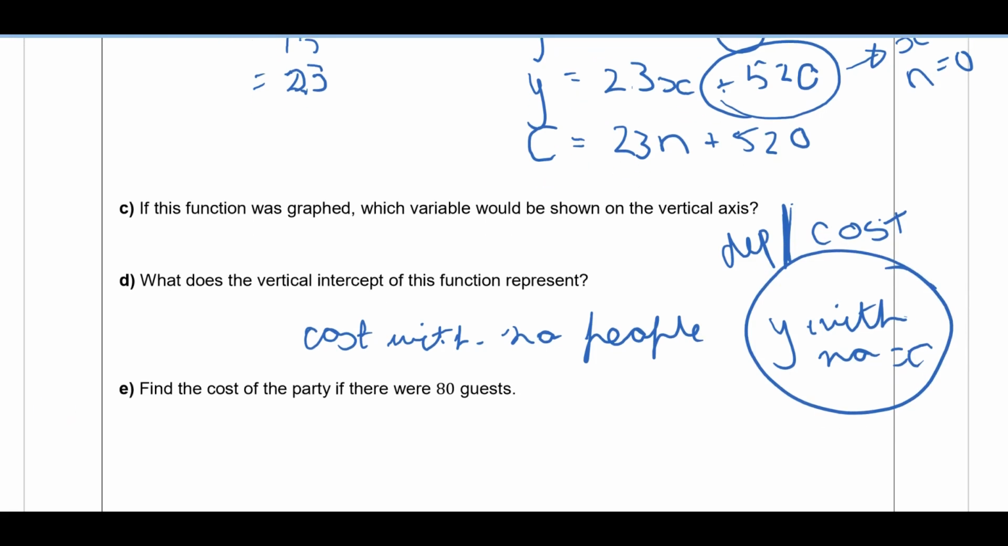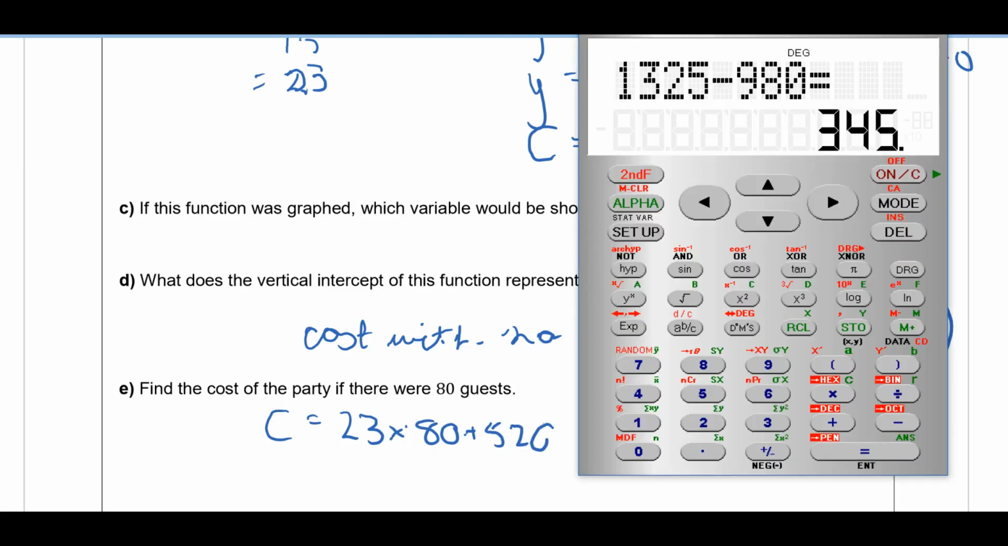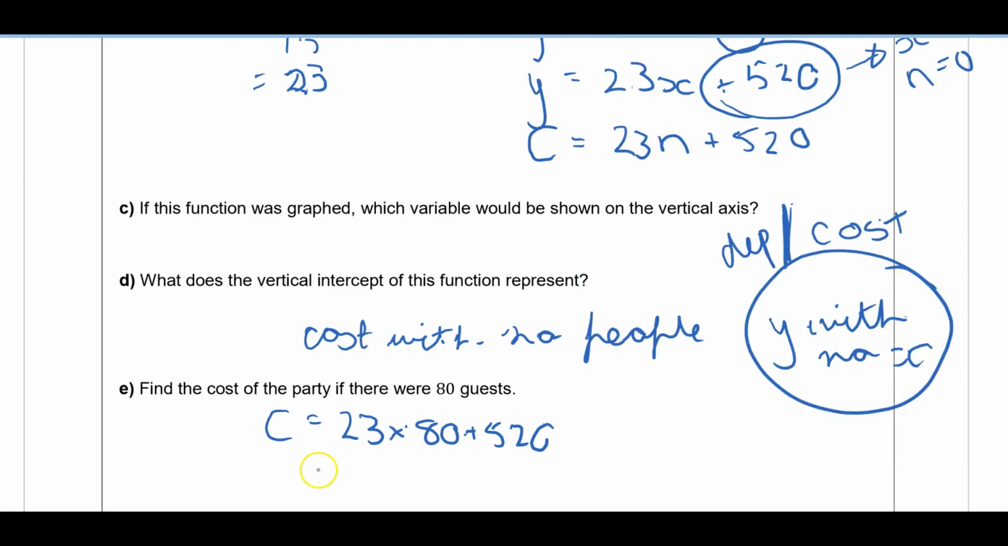Find the cost of the party where there's 80 guests. Well, the cost is 23 times the number of guests, which happens to be 80, plus 520. And I'll just do that on the calculator. 23 times 80 plus 520. $2,360.